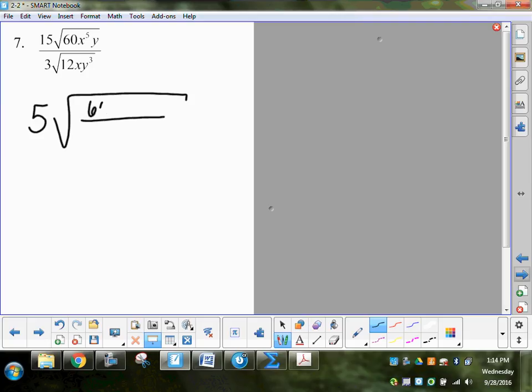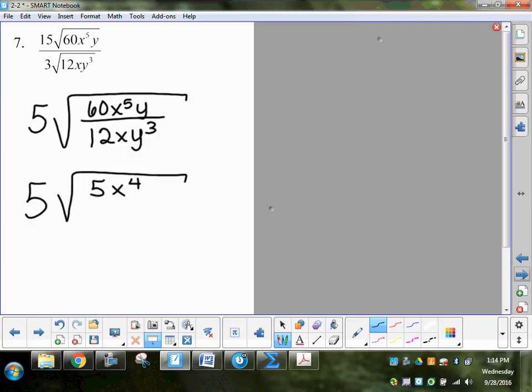Now, she's talking about taking 60 x to the 5th y all over 12 x y cubed. Now, can you simplify down what the radicand would be? Yeah, it's going to be 5 x to the 4th. Y. Which side has more y's, the numerator or denominator? By how many? 2.